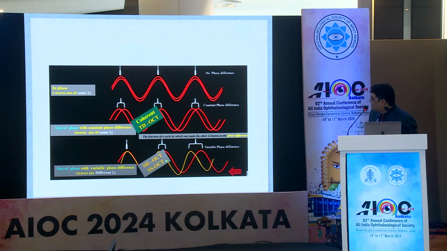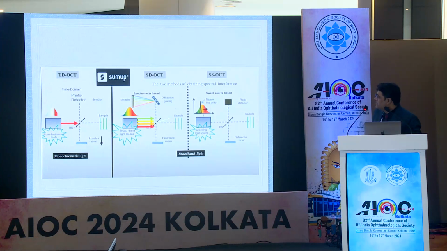If we look at the SSOCT and SDOCT, these are waves which are out of phase, and they also have variable phase difference. These kinds of waves are used in the newer SSOCTs. This is the spectral domain OCT, and this is the swept source OCT, which is optical biometer 700.